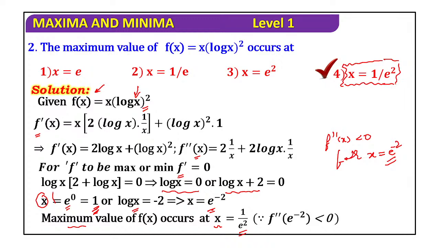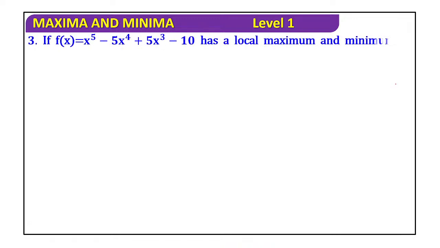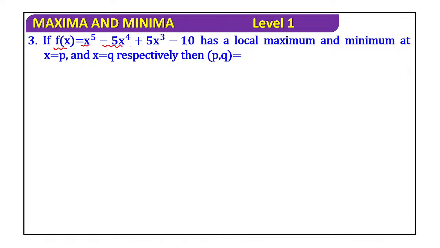So I think everyone has understood this. So quickly I can go for the third problem. To see the third problem, it is: if f of x equal to x to the power of 5 minus 5x raised to 4 plus 5x cube minus 10 has local maximum and minimum at x equal to p and x equal to q respectively, then p comma q is what they are asking.